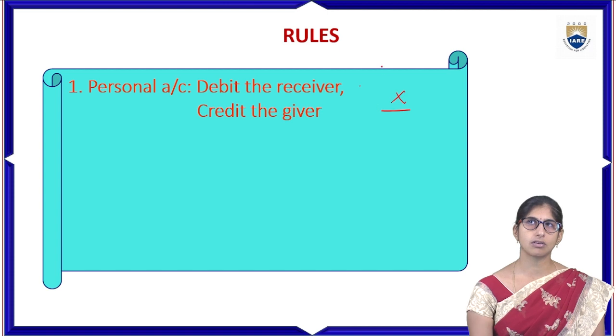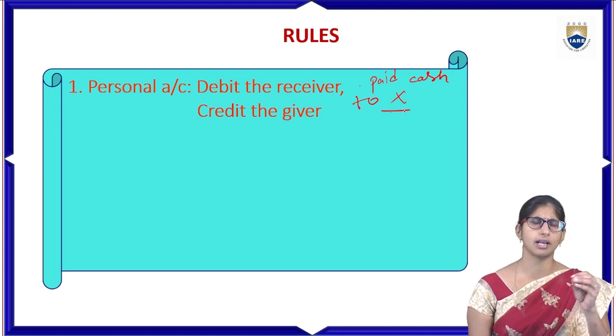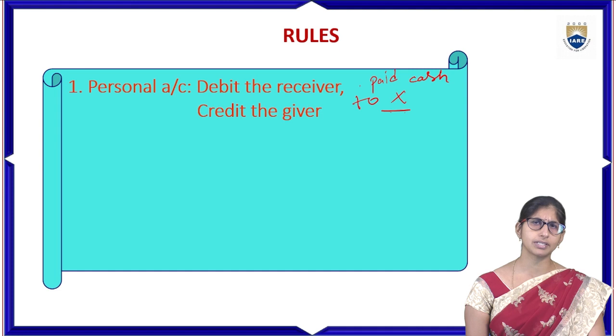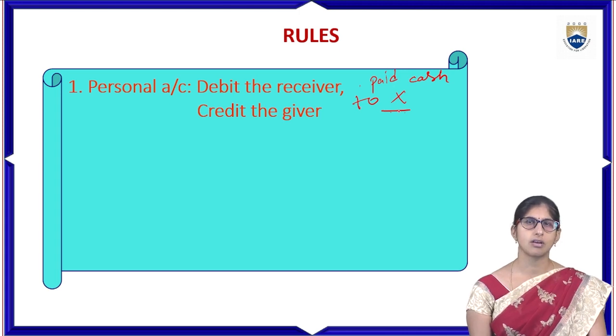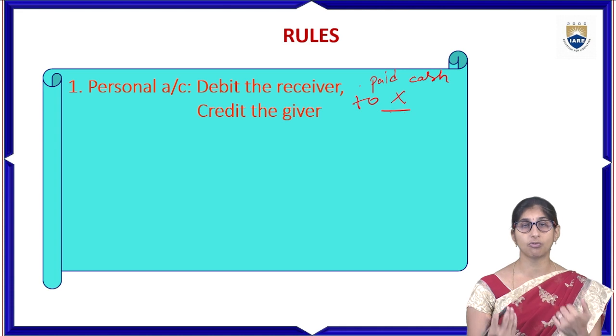So for example, paid cash to X. What is the personal account item here? X is a personal account item. It can be artificial, representative, or natural personal account. Okay, X is a personal account. So we have paid cash to X. Always we should feel that we are doing business. We are the business all the time whenever we pass the entries.